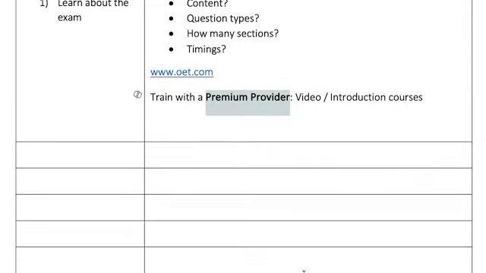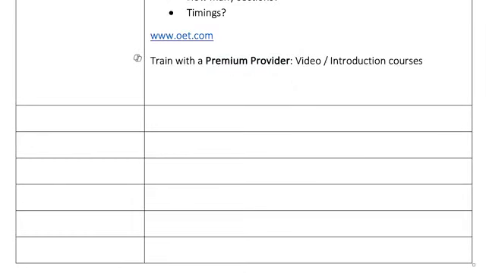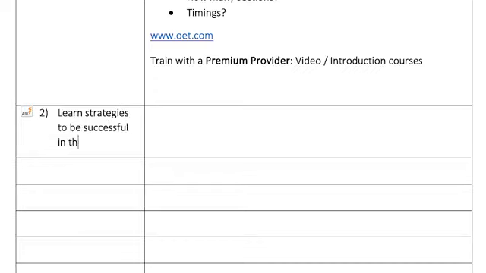Second thing is we're going to talk about learning strategies. Now, this is the thing that people tend to think about a lot. Learn strategies to be successful in the exam. This is what people think they're paying for. This is when you choose to do training with a premium provider or you do some one-to-one tuition. This is why you're doing it, isn't it? You're doing it so you can learn how to do the exam well.